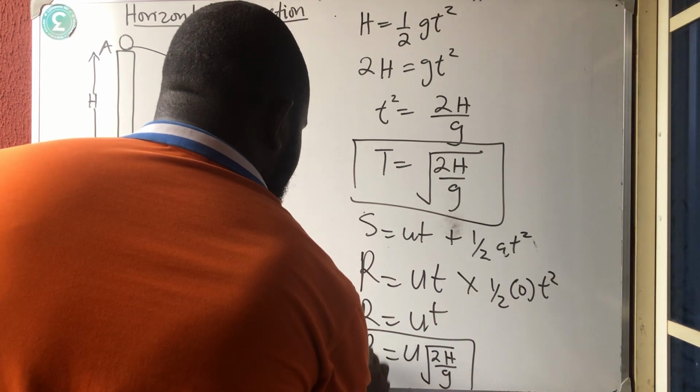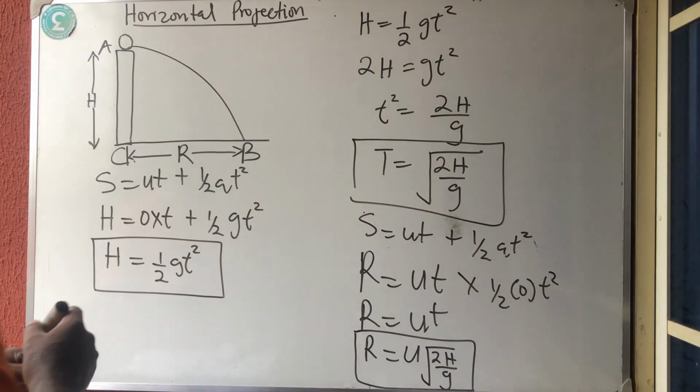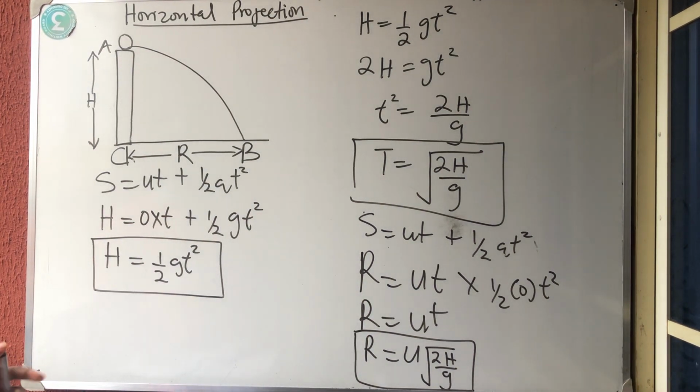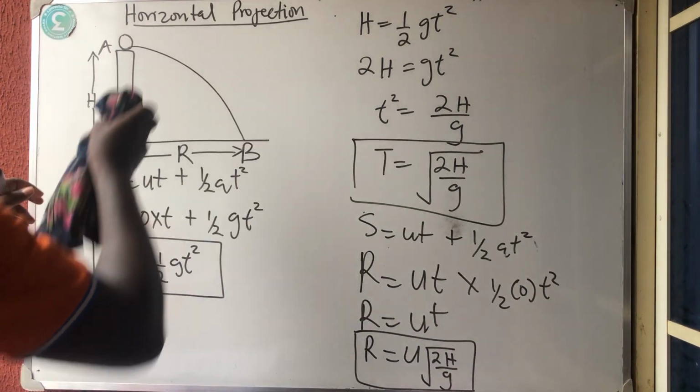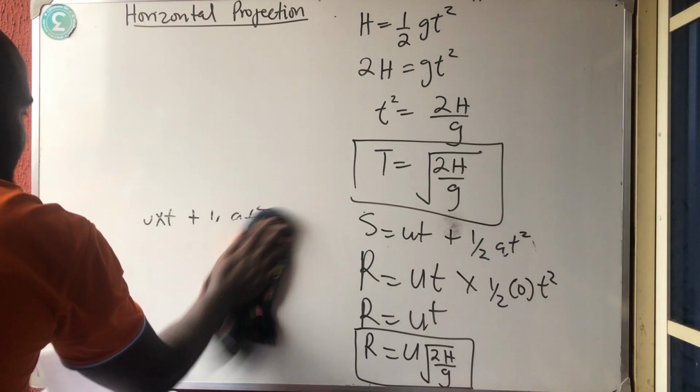These are the three formulas you can use to find the range, the time to reach the ground, and the maximum height of a body that is dropped off a cliff.